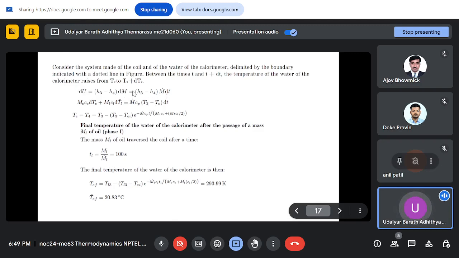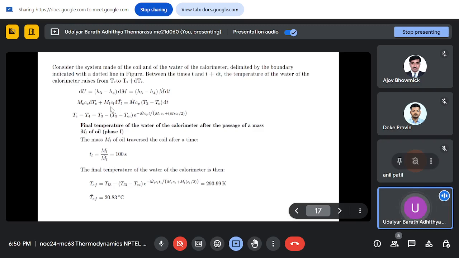So dU/dt equals (H3 minus H4) times dm, and there is no mass flow, so it is m dot times dt, at any specified time. So your H3 minus H4 can be written in terms of temperature: m dot Cp (T3 minus TE). This H4 temperature is TE because in the problem they are saying that the coil is long such that the exit temperature is equal to the water temperature. So T4 is equal to TE.